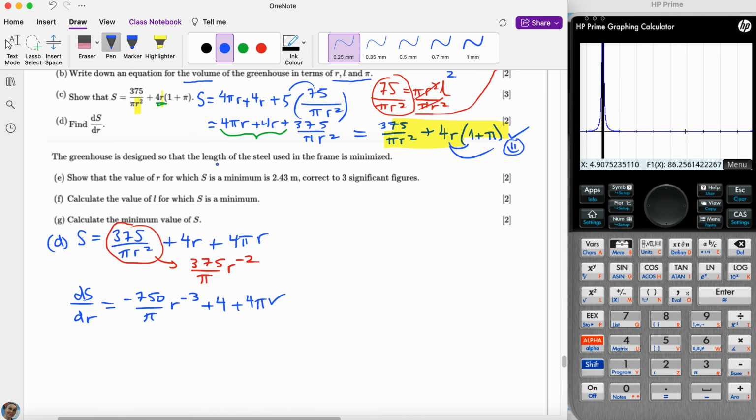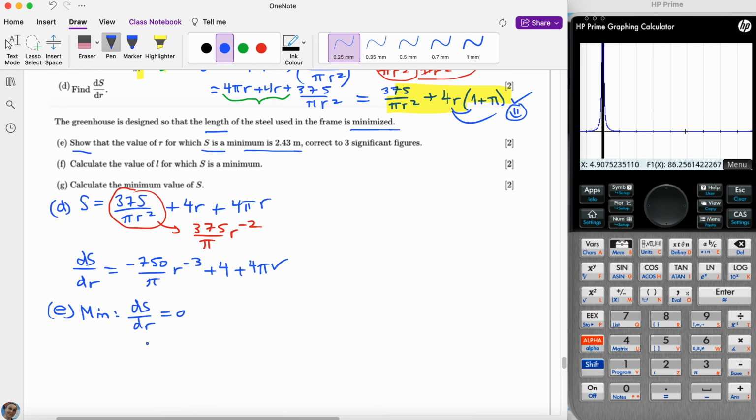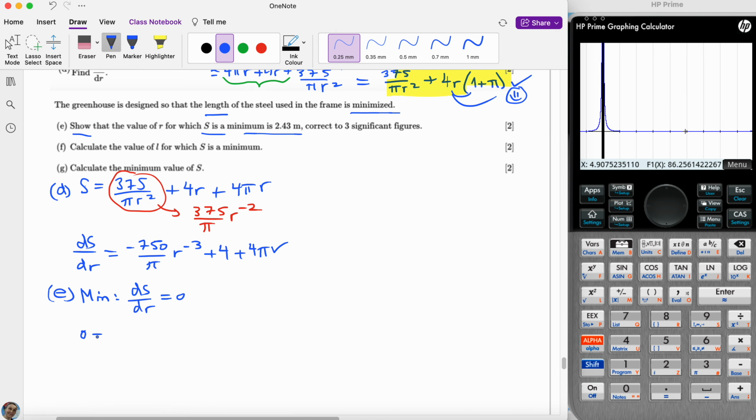The greenhouse is designed so that the length of the steel is to be minimized. Show that the r, for which s is a minimum, is 2.43, okay? So they're looking for you to be aware that when it's the extremum, minimum or max, this is equal to 0. So even if you have no idea how to do anything else, just write this step down, okay? So we're actually now just going to do that.